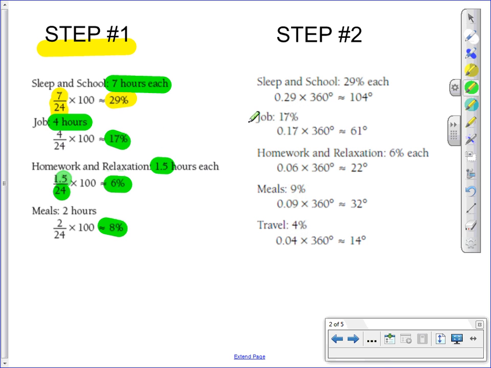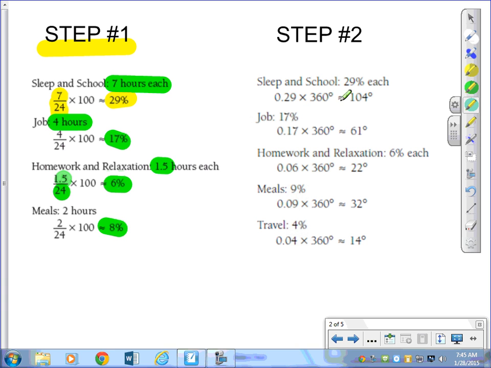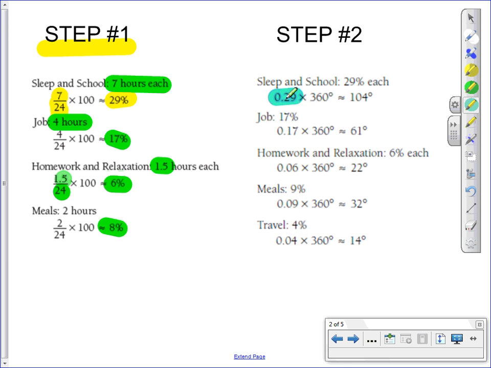The next thing that we have to do is we have to convert them to degrees. So 29%, you can see, is over here now. 29% of 360 degrees is approximately 104 degrees. And 17% of 360 is approximately 61 degrees. We always want to round to the nearest degree. Once again, similar to that the hours have to add to 24 hours, the degrees have to add to 360 degrees to make a full circle.